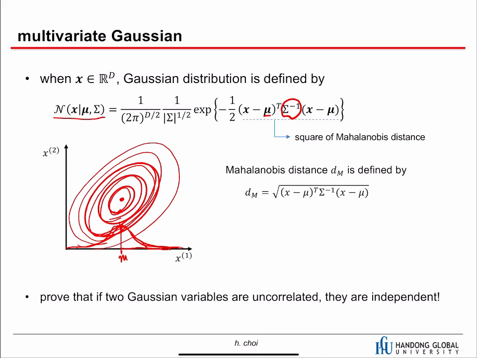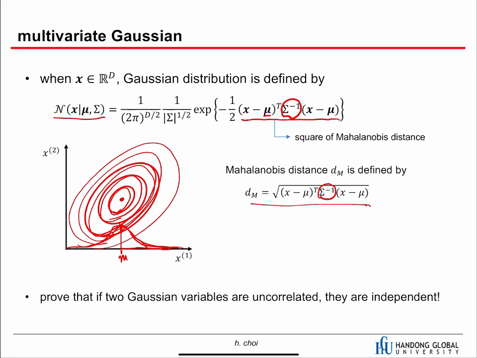And in these equations, actually this part is the square of the Mahalanobis distance. The Mahalanobis distance can be defined by this one. If this one is the identity matrix, then it is a Euclidean distance. So the Mahalanobis distance is a generalized version of Euclidean distance, or Euclidean distance is a special case of the Mahalanobis distance.